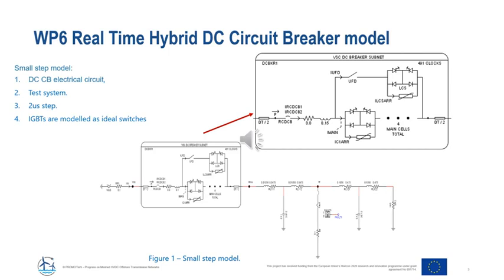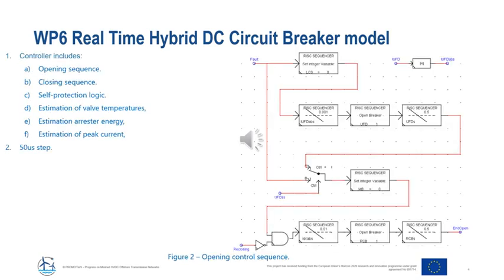This slide shows the structure of the small time step model. It includes the complete electrical circuit for the DC circuit breaker and also the whole test system. We use 2 microseconds as the simulation step. IGBTs are modeled as ideal switches.